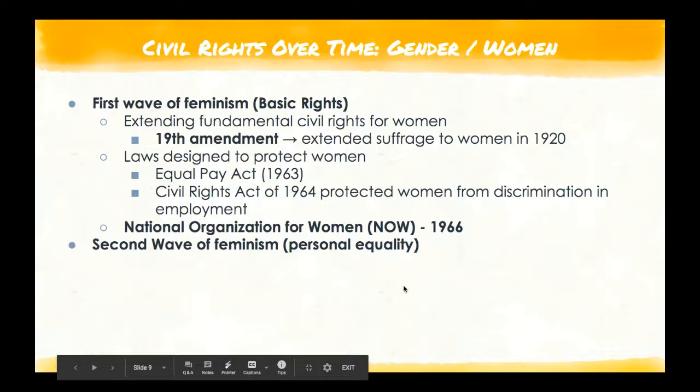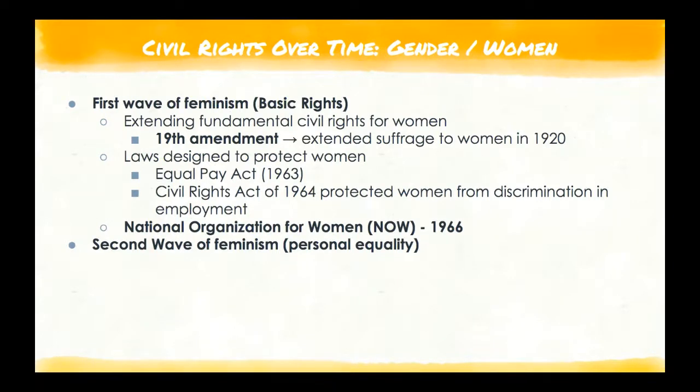The second wave of feminism is a little bit different. So now that basic rights have been met, the second wave is going to focus on personal equality. And as we've talked about, Roe v. Wade is going to be very important to that movement for personal equality, right? This idea of right to privacy, that a woman can have an abortion in the first trimester and cannot be prevented by the states.